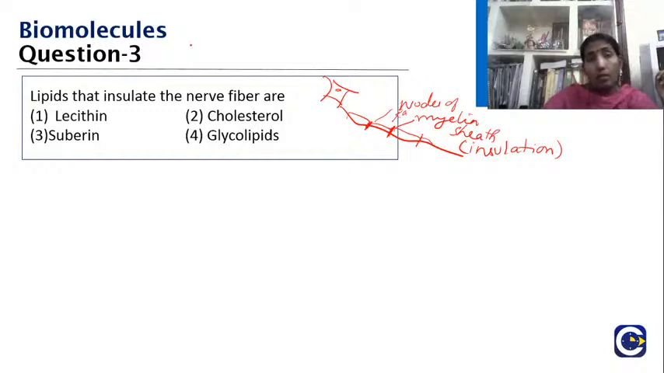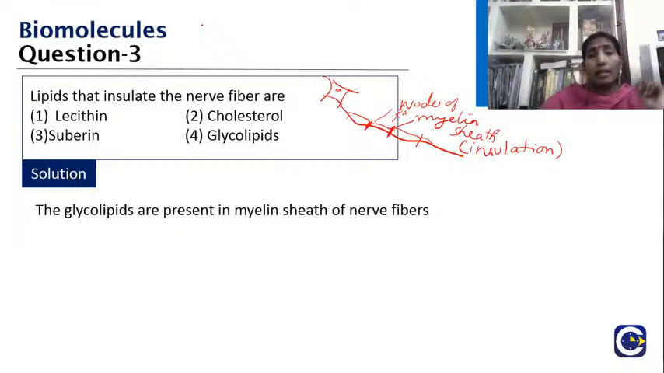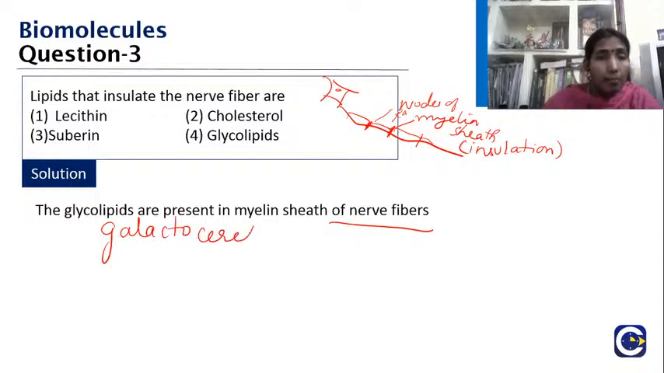Yes, very good. So the answer is the glycolipids, because the glycolipids are the ones present in the myelin sheath of the nerve fibers. The glycolipids present in the myelin sheath of the nerve fiber will surround the entire neuron. The main one is called galactocerebrosides. So this is the glycolipid that is present. And apart from that, we have what is called the myelin basic protein.